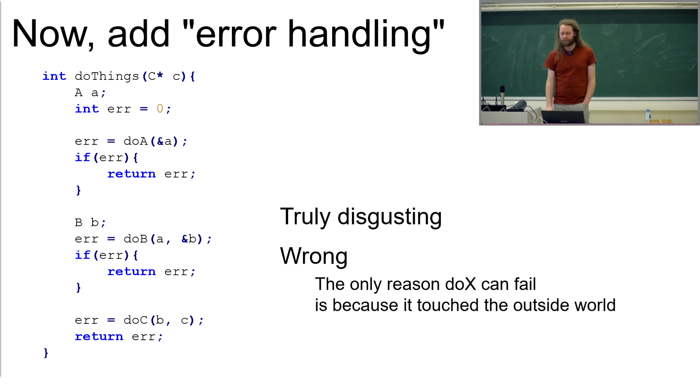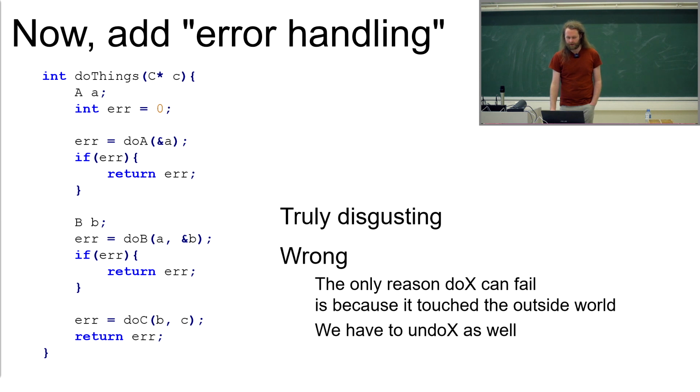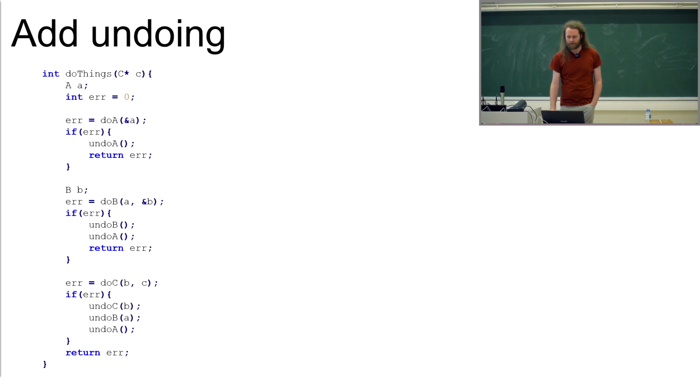So it is wrong, because it doesn't do the undo. So let's add the undos. Let's actually add the undoing so that at least we can make it correct, hopefully. So if we have an error, we not just return the error, but we actually undo it. We're ready? Let's add the undoing.